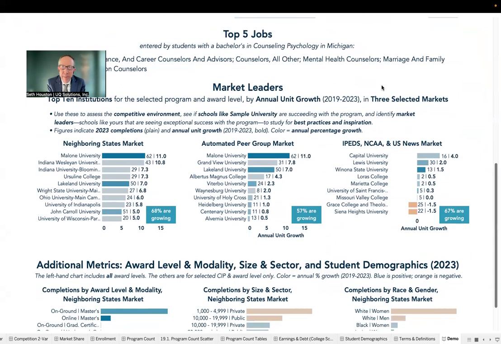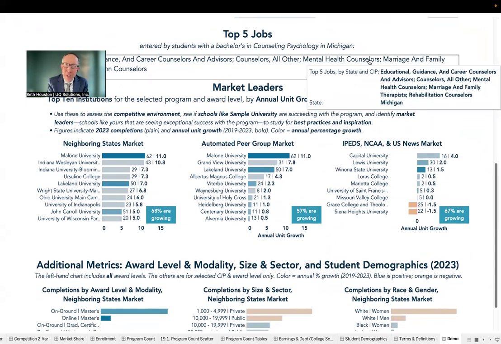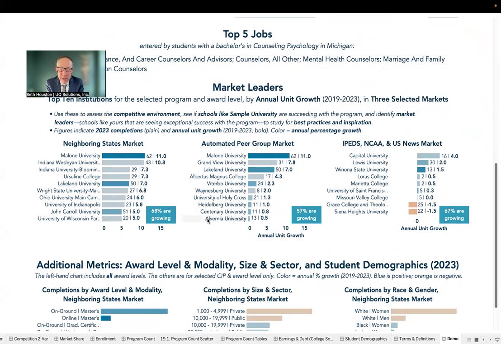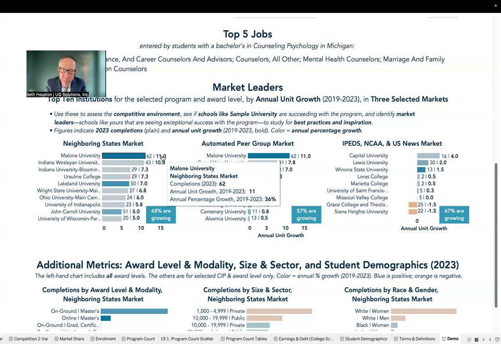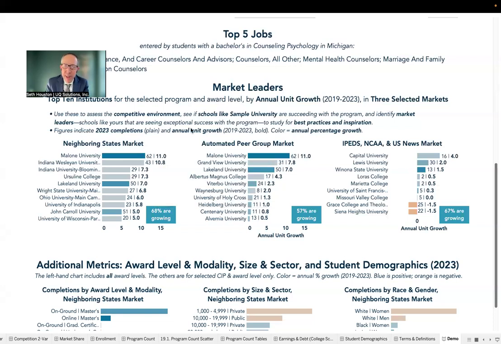We can see what jobs students go into with this major in your state. And my favorite part here is market leaders. This tells us which schools are growing the most for this program in the 3 markets that you have selected. So we can see both how many students graduated from this program and what the growth is like. This is important in several ways.